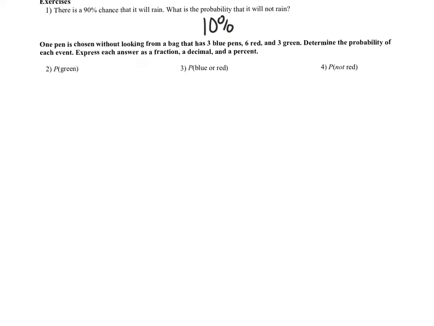So now here's where we're going to get into some stuff. One pen is chosen without looking from a bag that has 3 blue pens, 6 red, 3 green. Determine the probability of each event. Express each answer as a fraction, decimal, and percent.